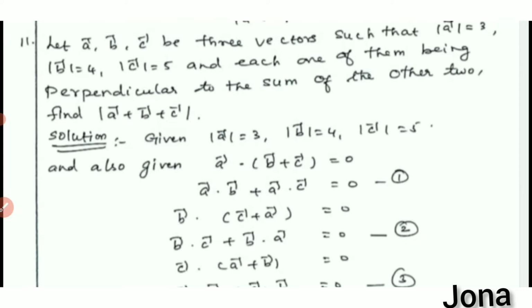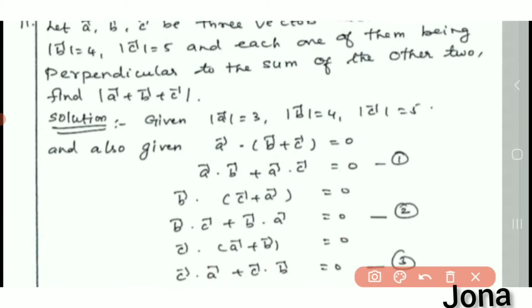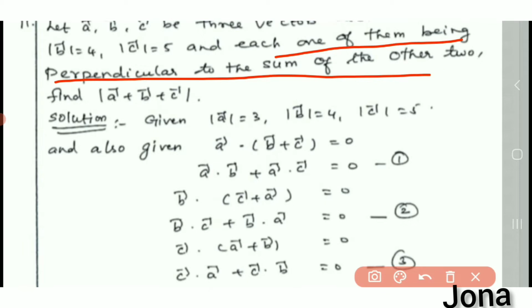Here we have the condition: each one of the vectors being perpendicular to the sum of the other two. We have to take this condition for this. Okay, this is very important. Here the given things are modulus of A vector, modulus of B vector and modulus of C vector. So one of them is perpendicular to the sum of the other two.